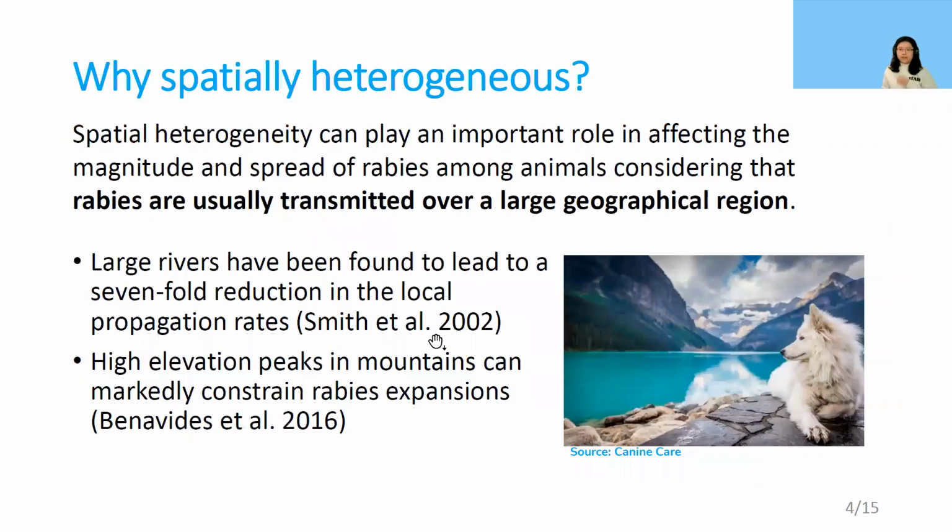Then why do we need to consider spatial heterogeneity? Well, this is because spatial heterogeneity really matters in rabies transmission, because rabies is usually transmitted over a large geographical region. For example, large rivers and high elevation peaks in mountains are both found to dramatically affect rabies transmission.